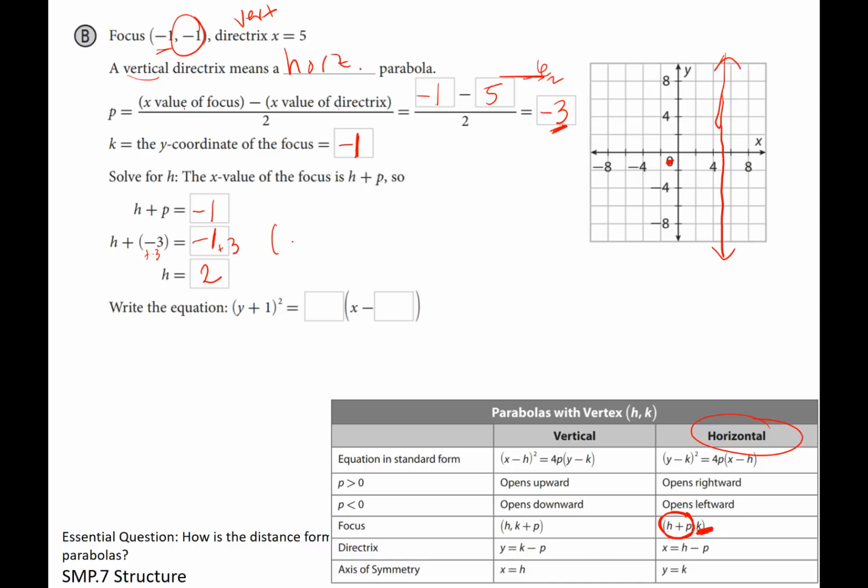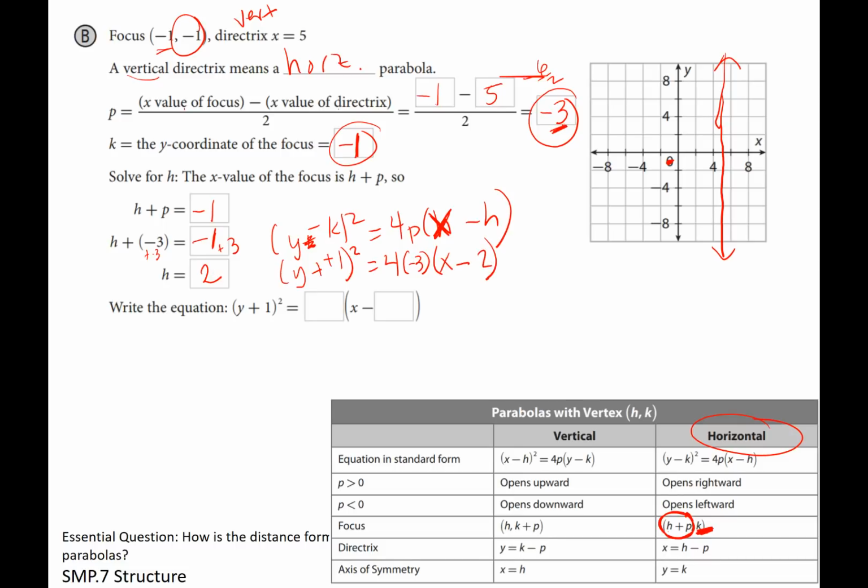So if I'm going to fill in my equation, sorry, it's not y plus k, it's y minus k squared equals 4p times x minus h. The k value that we calculated is right here. It's -1, so the negative is going to go positive. The p value that we just calculated is -3, and then the h value that we got is 2.